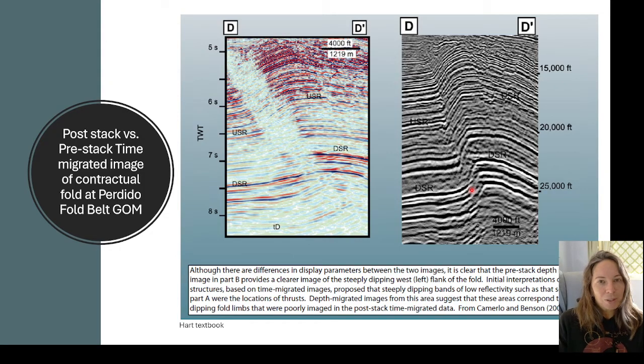And if you can't remember the difference between post-stack and pre-stack, go back and listen to the lecture on processing, because those are really key terms to understand. And hopefully you understand, when I said those words, why they look so different.